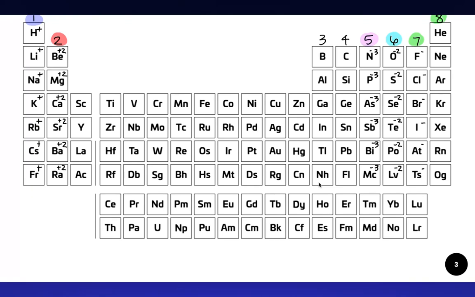And then group 3 will have a charge of +3. Group 4 is sort of a special case. It could either have a charge of plus or -4, because it is the same amount of effort to lose 4 as it is to gain 4.